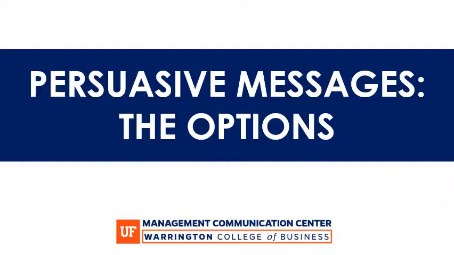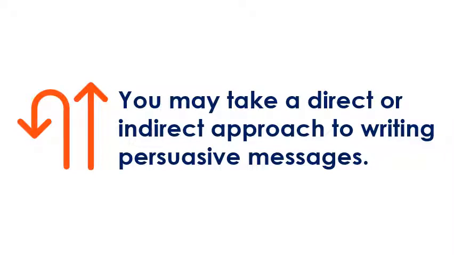Okay, so those were the 4 essential elements of persuasive messages. Regardless of the context, the content, or the length of your persuasive message, your message will contain all 4 of those elements. But now I want to move on to the optional elements, the optional structures for persuasive messages. The first thing that you need to know is that, as with other message types, you can take either a direct or an indirect approach to writing persuasive messages.